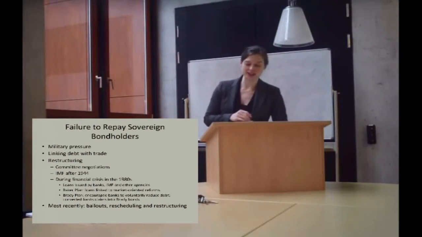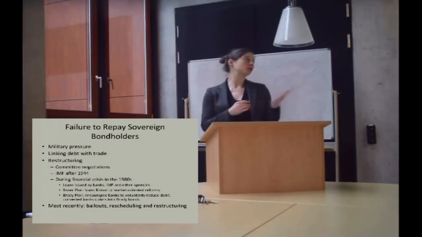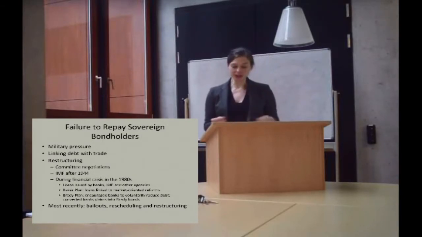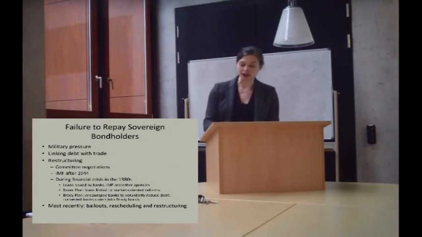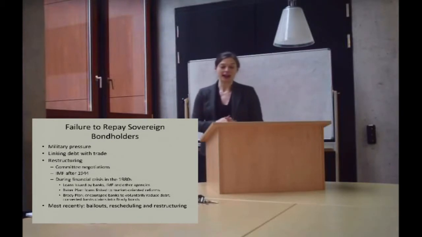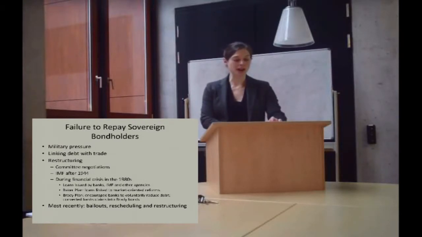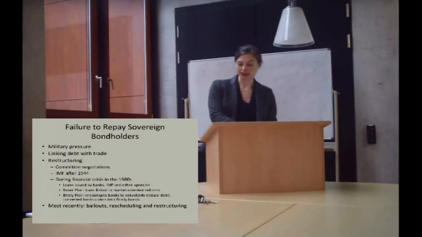Harvey noted the idea of linking debt with trade in some aspects, but of course restructuring is where this takes us, particularly with regard to these crises after the 1980s. During the 1980s, the Baker Plan and the Brady Plan became the more recognized way to deal with sovereign bond issues.